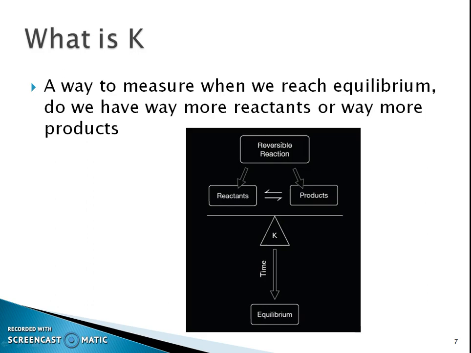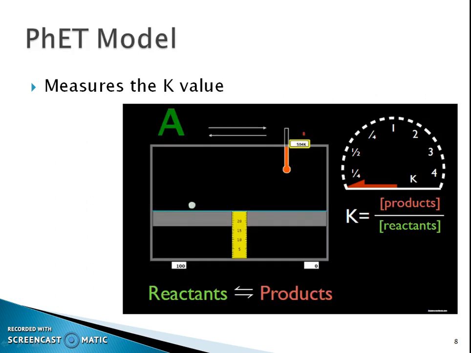So what is K? K is just a measurement of whether we would have more reactants or more products when that equilibrium is established. So that K value just tells us, do we have more reactants or products in our overall equilibrium equation once equilibrium has been established? He used a nice PhET model to give you more insight on how this ratio, K equals products over reactants, works.